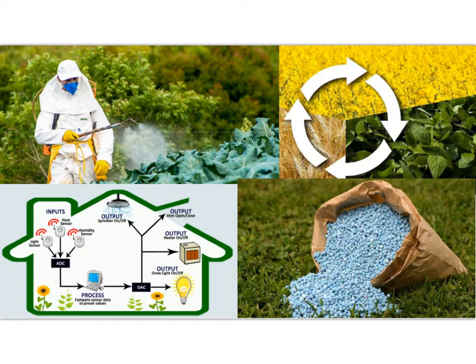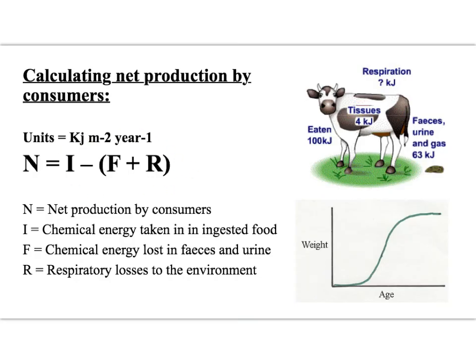Okay, I'll ask you to pause the video in a second. Could you write down the equation for productivity in consumers? So hopefully you got that right. N being the net production of consumers, so that contains all the biological molecules in the new growth of that organism, and that's available for the next trophic level to consume. And the growth of the organism comes from the energy in the food that's been eaten, minus the energy lost in the biological molecules in the feces, and the energy lost in respiration as heat lost to the environment.